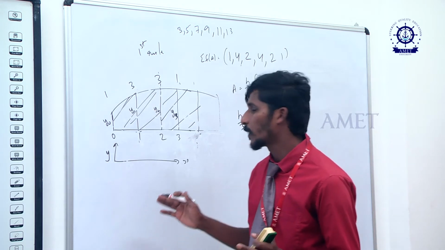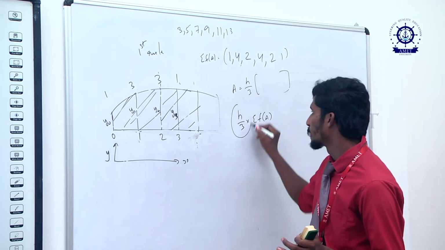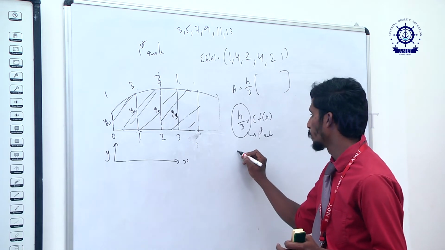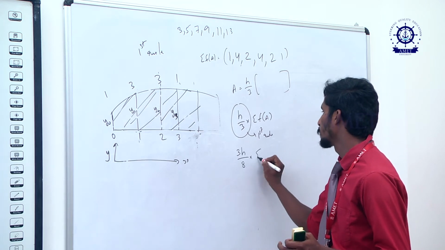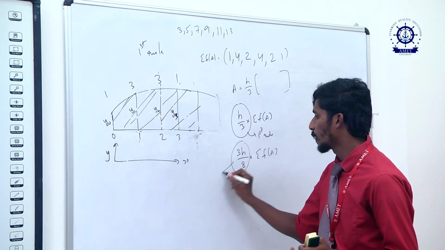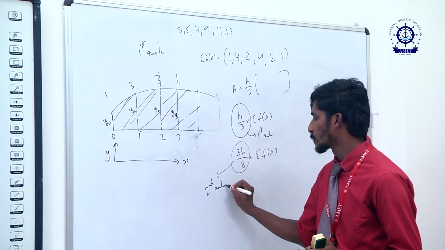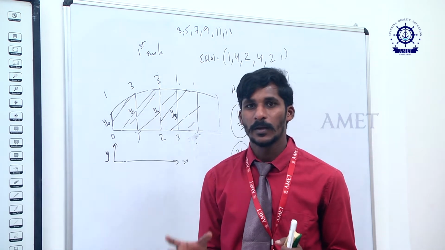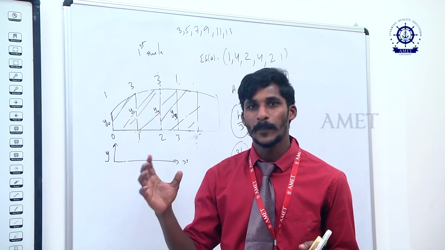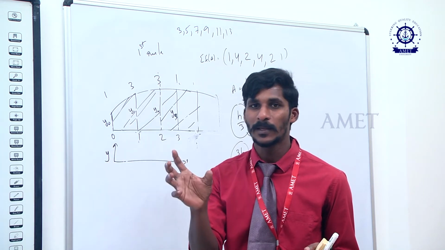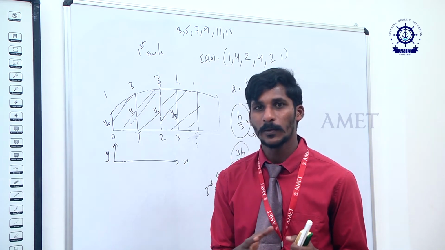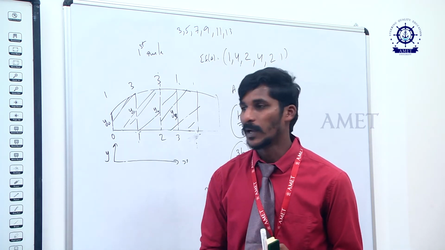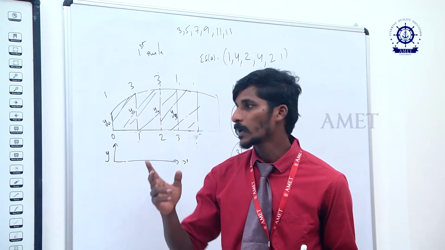The first rule was the one which used to give h by 3. When it goes for the second rule, you have to apply 3h by 8 into sigma f of a. So don't get confused: when you apply the first rule, you apply 1, 4, 1, and the summation of the function of area should be multiplied with h by 3. When you apply the second rule, you look at 1, 3, 3, 1, and the multiplier is 3h by 8. So don't be confused.